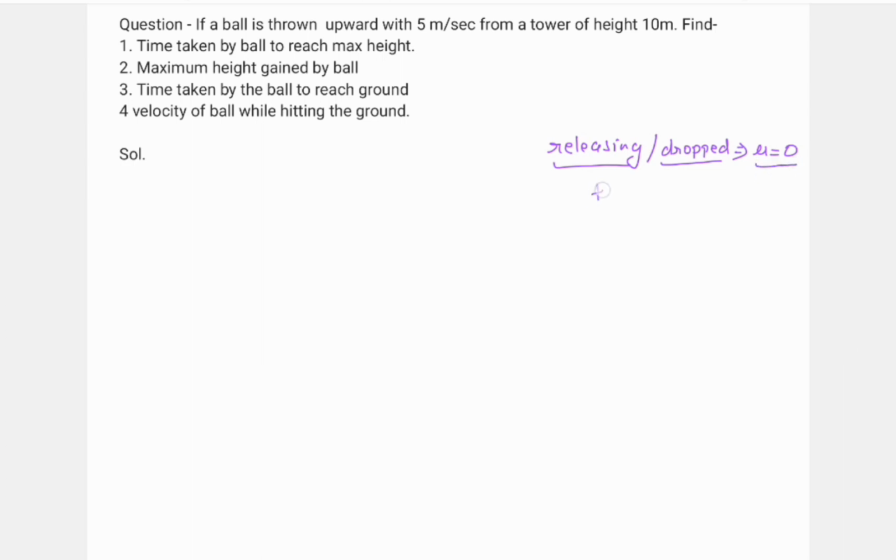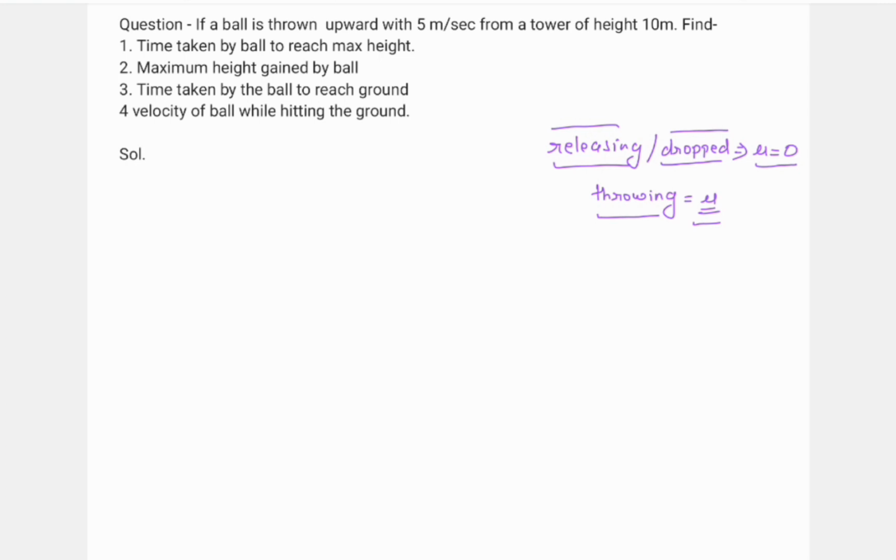Okay. When we are throwing a ball, it means we are providing some initial velocity to that body. It means when we are throwing a ball, the ball will have some initial velocity, and when we are releasing the ball or dropping the ball, the initial velocity is going to be 0.